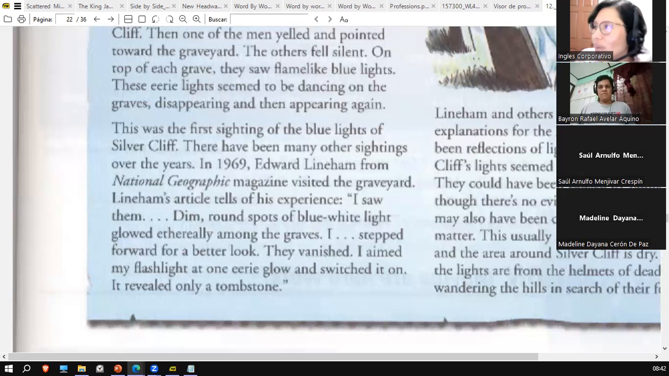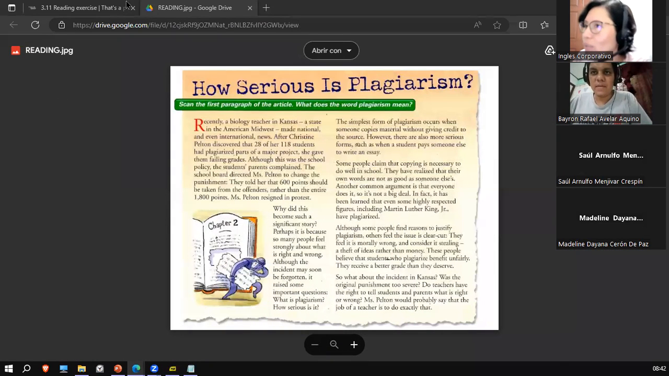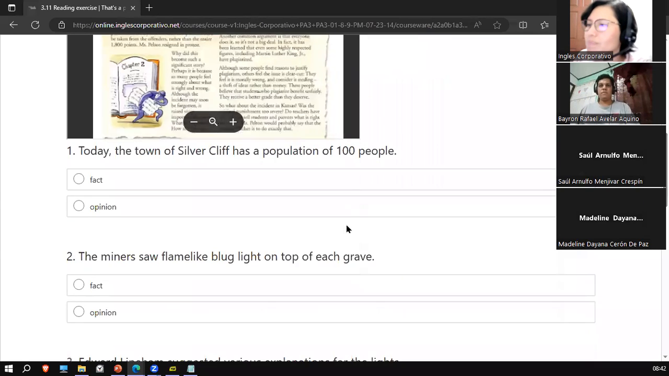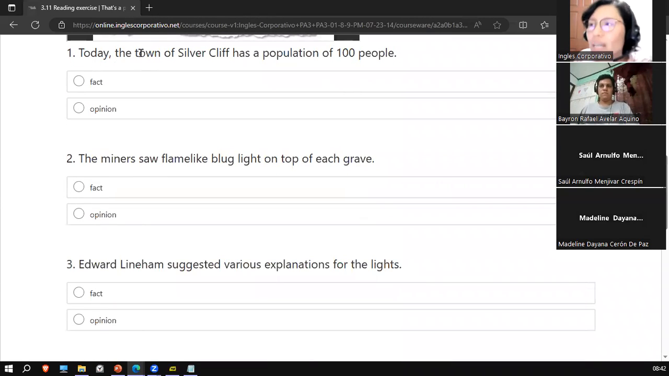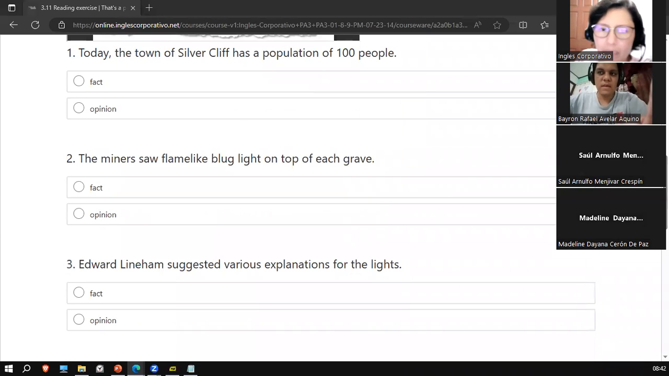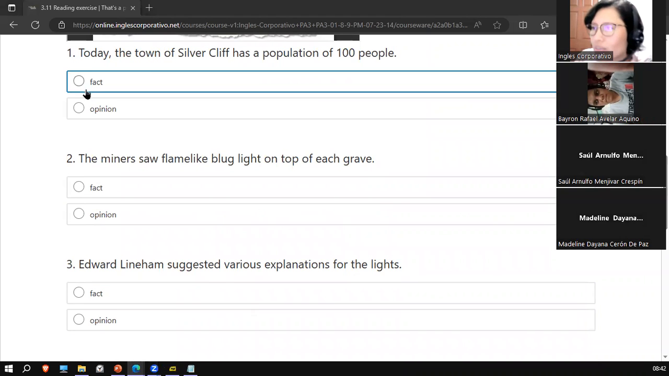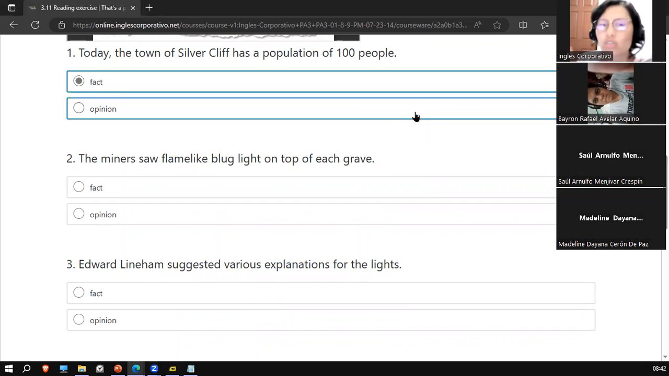Well, now that we have read the information, let's go ahead and answer the questions, okay? Bueno, ya vamos a reportar esto porque si el reading está mal, ¿verdad? Dice, today, the town of Silver Cliff has a population of 100 people. Is that a fact or an opinion, guys? What do you think? It's a fact. It's a fact, okay? Very good. Fact, guys, fact is true. Un fact es una verdad. Por ejemplo, sobre mí, a fact, I am 36. Tengo 36 años. Eso es un fact, es algo verdadero sobre mí.